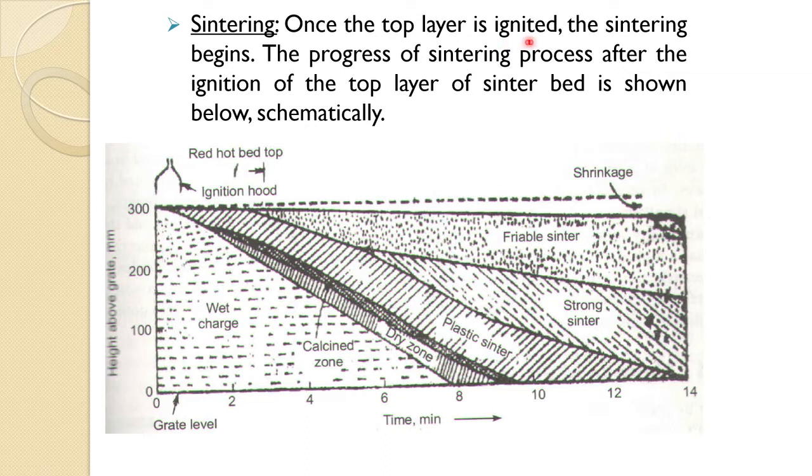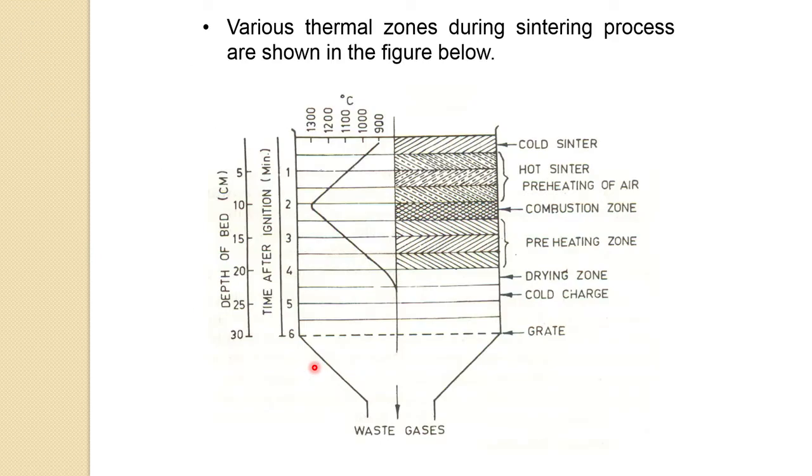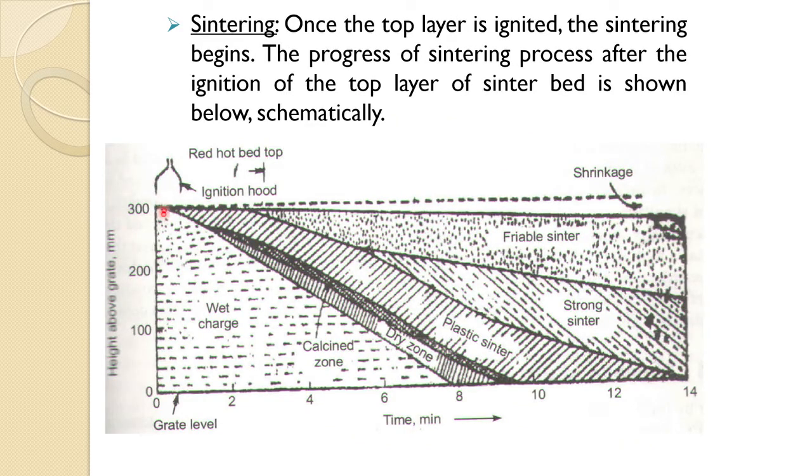So, once the top layer is ignited, the sintering begins. The progress of the sintering process after the ignition of the top layer of the sinter bed is shown below schematically. I think it can be understood much better from this figure, how these zones form. In the starting, you have a green pellet. Once it is under the ignition hood, the sintering starts from the top.